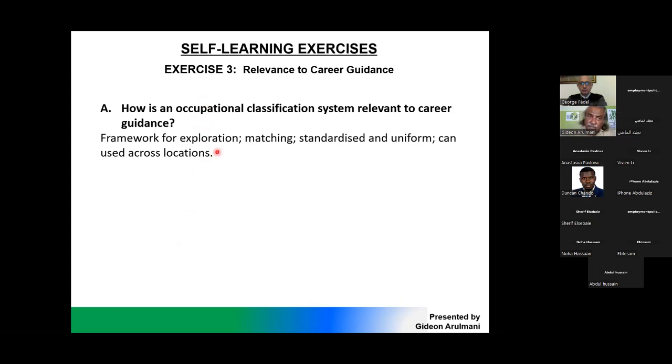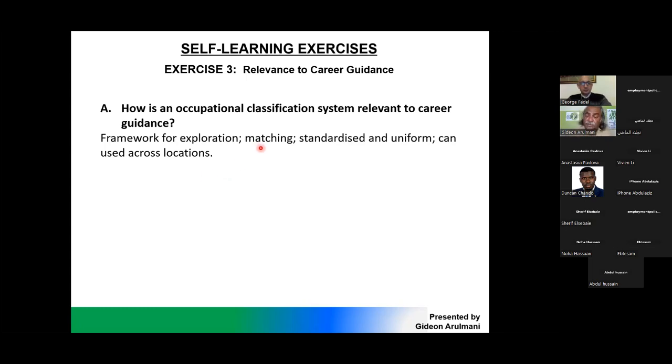The other question that we discussed yesterday is, how is an occupational classification system relevant to career guidance? Why should we have a classification system? It helps a great deal because it gives us a framework, particularly if you're using those 4 themes. If you've done self-exploration with a student, and you come to the idea that linguistic and analytical skills are high for this student, then if you have a framework, you can take your student to the linguistic section or the analytic section. So it gives us a nice framework for exploration.